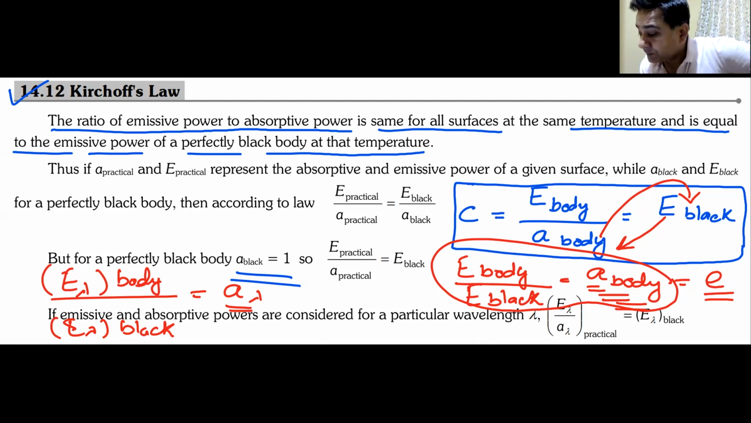Okay, good. So this is spectral emissive power.